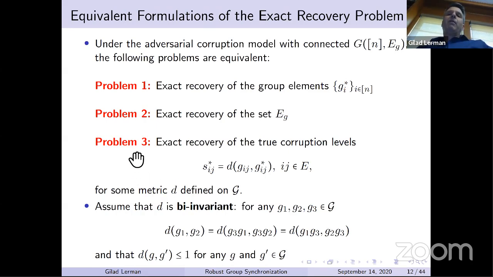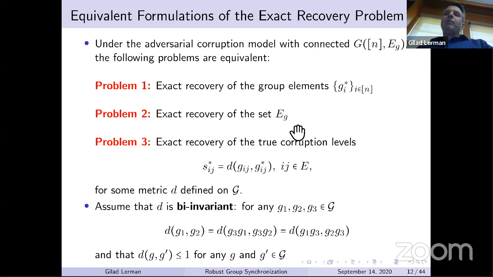Now, if you know the corruption levels, then you know the good edges, because the good edges are when there is no corruption. When Sij star is equal to 0, you just check these, and these ij's will give you the good edges. Now, if you know the good edges, I showed you earlier how you can solve the group synchronization problem when everything is clean by just propagating this kind of simple formula along the graph, and the graph is connected, so you'll get the solution up to the ambiguity I talked about. Okay, so all of these are equivalent.